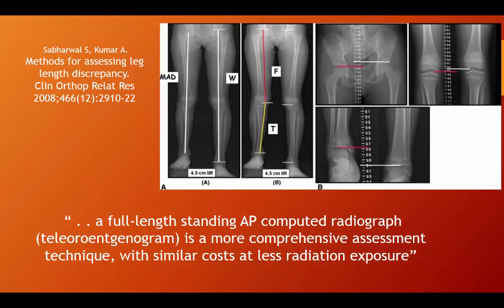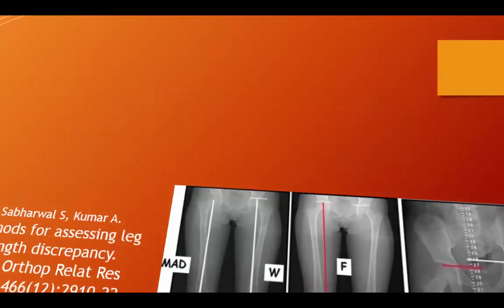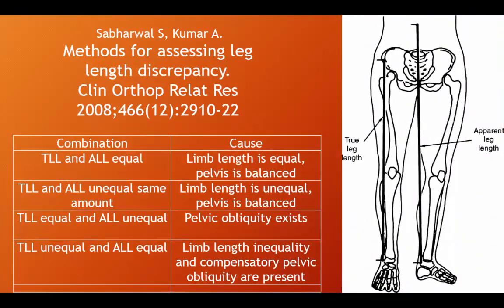The standard approach is to measure the supine patient using a fixed point at the ASIS and lateral malleolus for true leg length compared to apparent leg length measured from the umbilicus to the medial malleolus. As you can see, there are 4 possibilities. 2 indicate pelvic obliquity, when either the true leg length or apparent is equal, but the other is not.